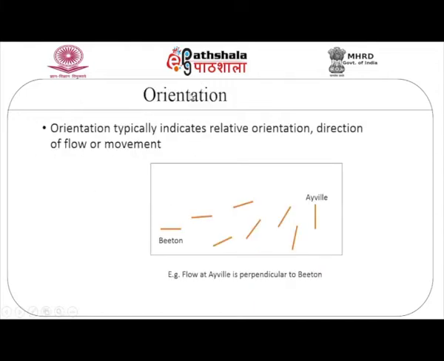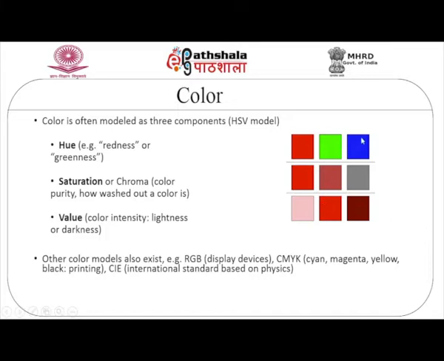Next one is orientation. Orientation typically indicates the relative orientation or direction or flow of motion. So here, just on looking at this visual, we can clearly tell that Ivy is lying perpendicular to Beaton as such. The next one is color.